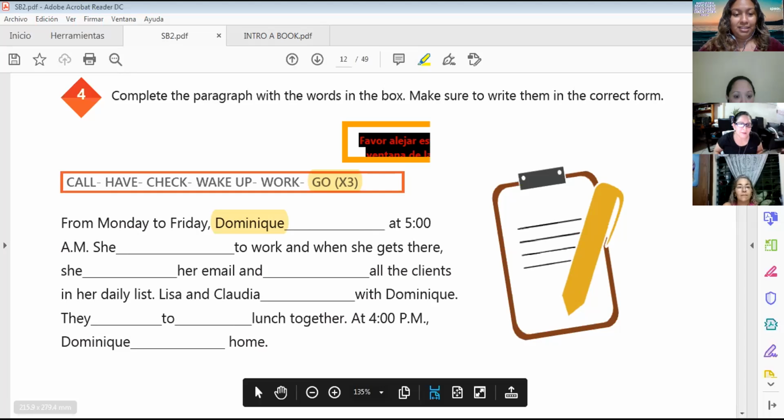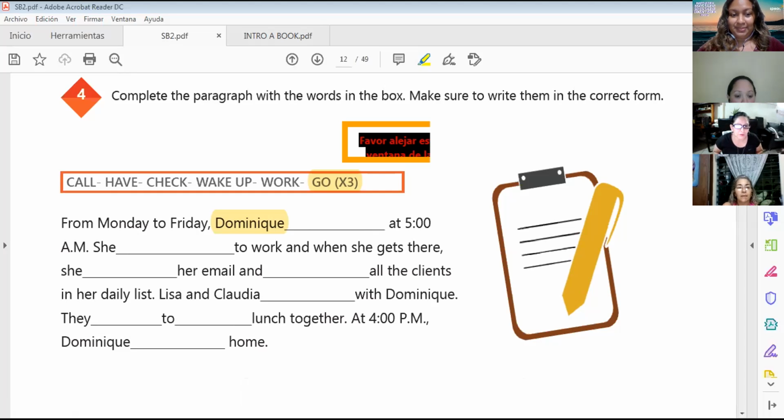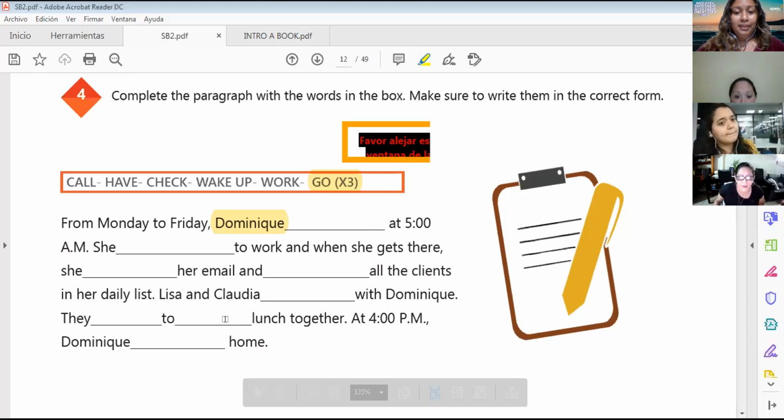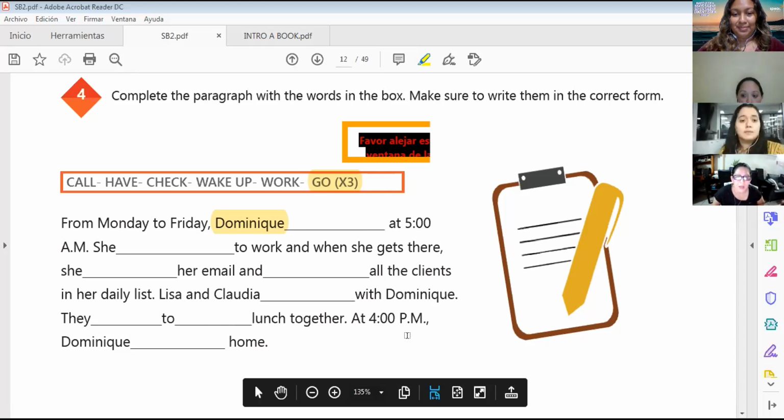They have. Okay. They have what? They have two verbs. They have to go to lunch together. Change the position of the verbs. They go to have lunch. Okay, one more time. They go to have lunch together, right? Okay. At four. Okay, Dominique. Go or goes. Goes home. Okay, very good.